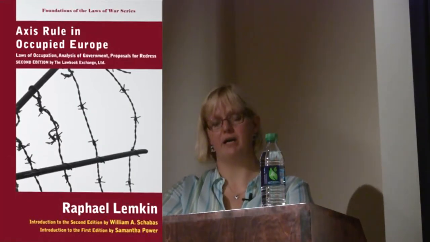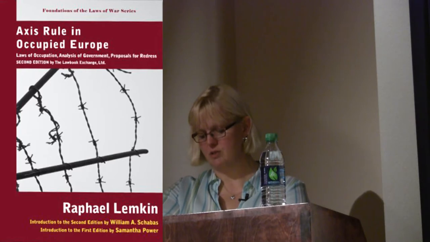Lemkin realizes from Churchill's statement that a term is needed, not just for the Holocaust, or what we will eventually call the Holocaust, but the larger picture. So he secures a Carnegie Endowment for International Peace, and he writes a book, and it's published in 1944. It's called Axis Rule in Occupied Europe. 712 pages, it's 360 pages of decrees out of the 700. What's important about this book is it's the first time the word genocide is used. Chapter 9 of this book is titled Genocide. So the term gets into circulation, or so Lemkin hopes.